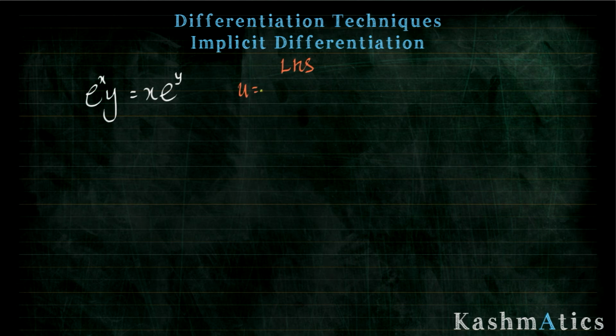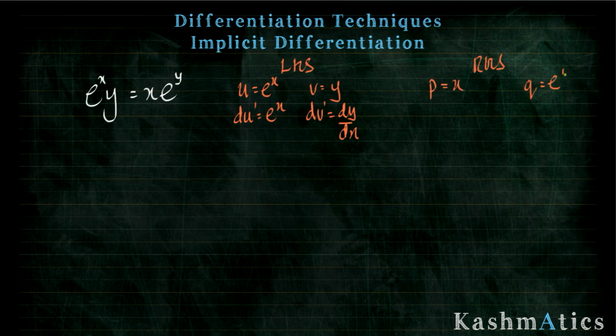Let u equal e to the power x and v equal y. Then du equals e to the power x and dv equals dy by dx. Now on the right-hand side, I'm not going to call it u and v because I've got those over here, so let's call it p and q. Let p equal x and q equal e to the power y, and dp would equal 1 and dq would equal e to the y dy by dx.